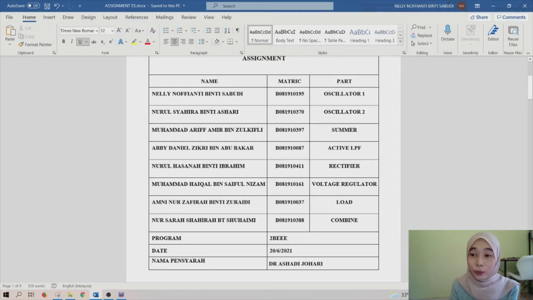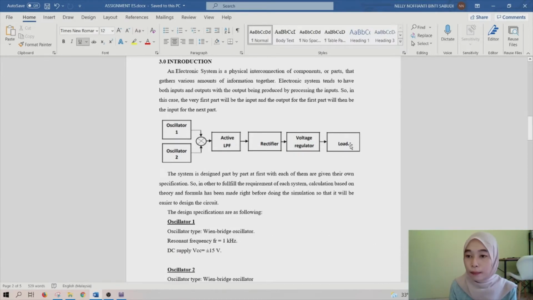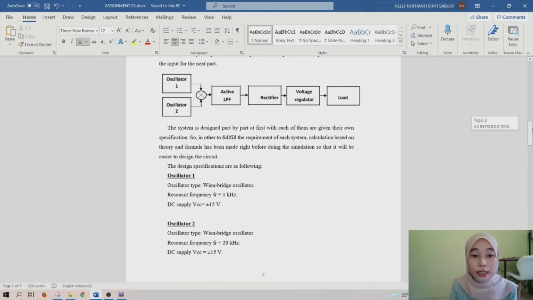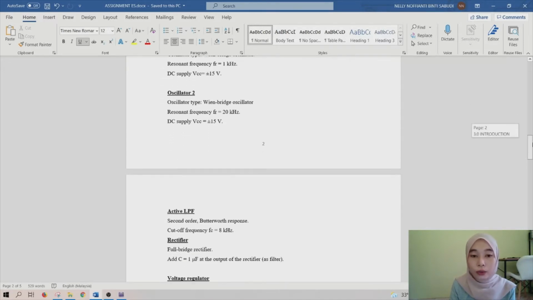So today we would like to present our assignment for electronic systems, which requires us to construct and design an electronic system based on the given subsystems. As you can see here, we need to design part by part of the circuit, for oscillator 1, oscillator 2 and so on. As for the subsystems, their specifications are already given, and we need to follow them to find the values of R and C in order to make the calculation.